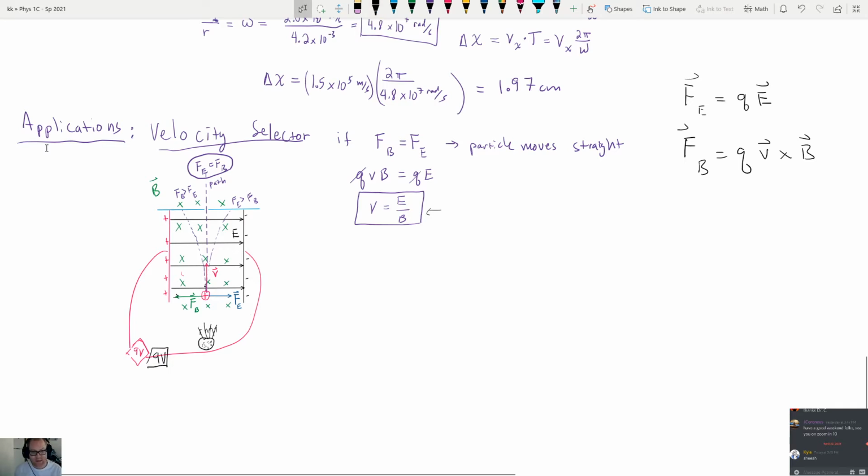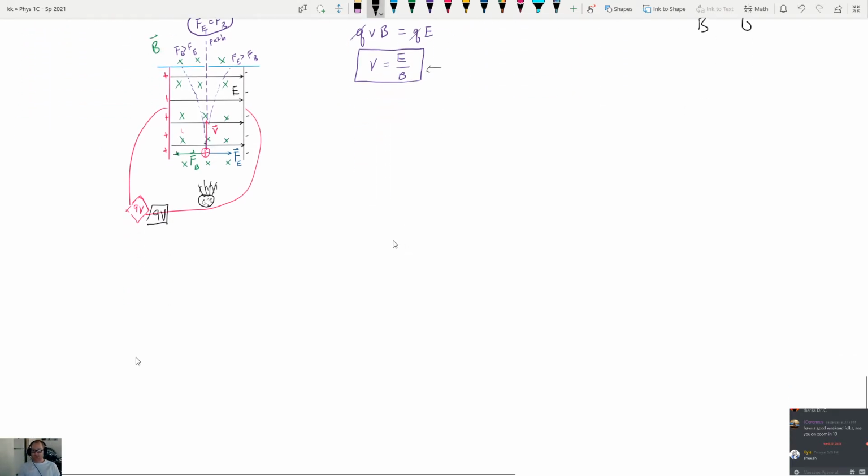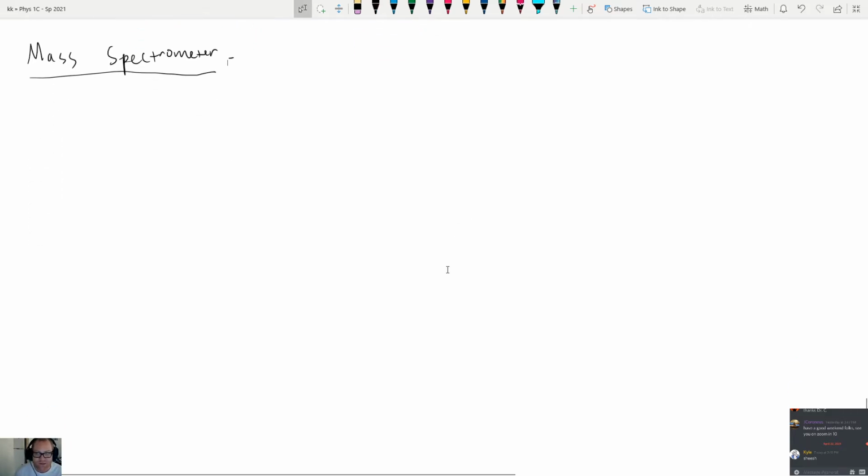Okay, so the next application is called a mass spectrometer. Have any of you ever heard of a mass spectrometer before? Yeah. Okay, and did you hear about it in like chemistry class, biology class, or? Chemistry, okay. So let's see if we can describe what's happening inside of this mass spectrometer, and let's see if it matches up with what you've seen in the chemistry experiments that you've done with it.